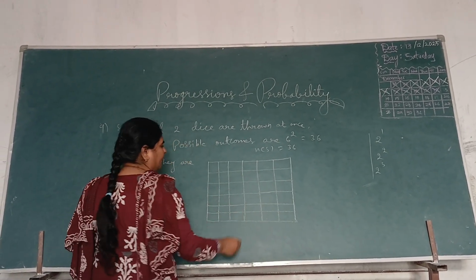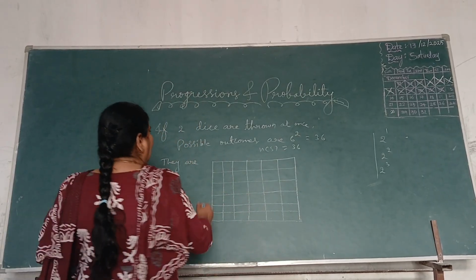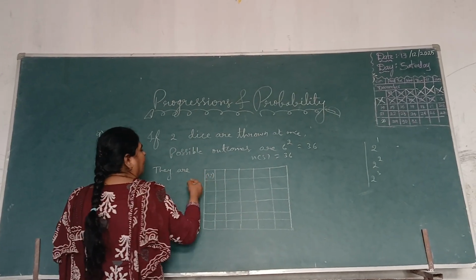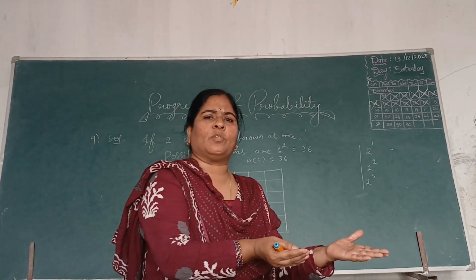Just as I have drawn it like that. You can draw so beautifully with the scale in your books. And really getting 1, 1. Why am I writing like this? For the first dice we may get 1 and for the second dice also we may get 1.